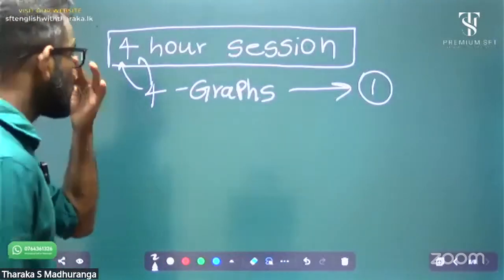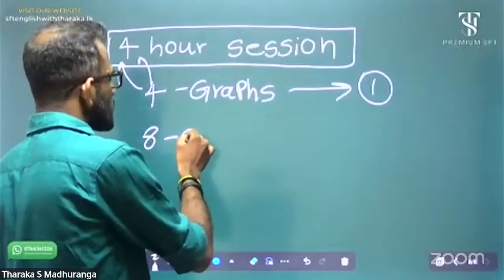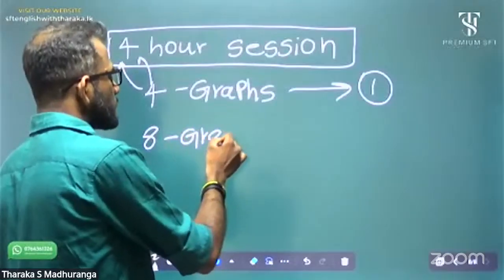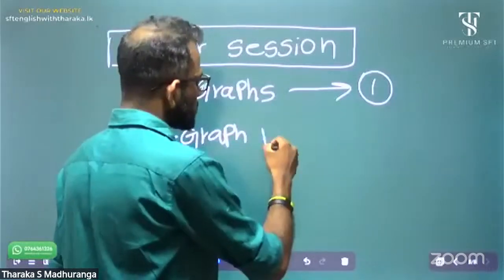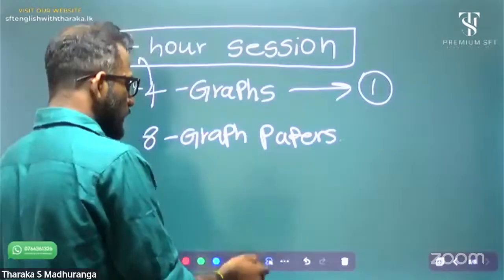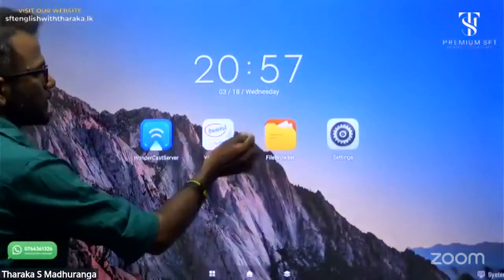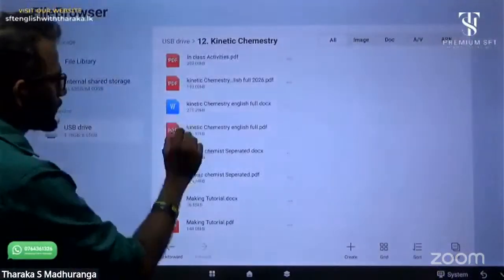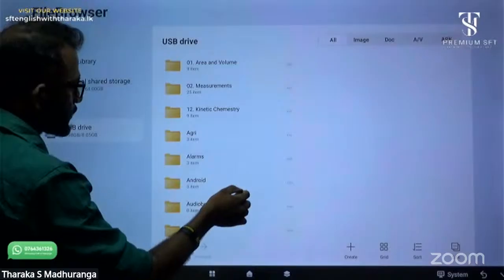And you need 8 graph papers. 8 graph papers. Better to get 10. Please try to find this type of graph paper and make graph papers. Otherwise, it's difficult. Normally, the exam also provides this type of graph paper. I'll show you.